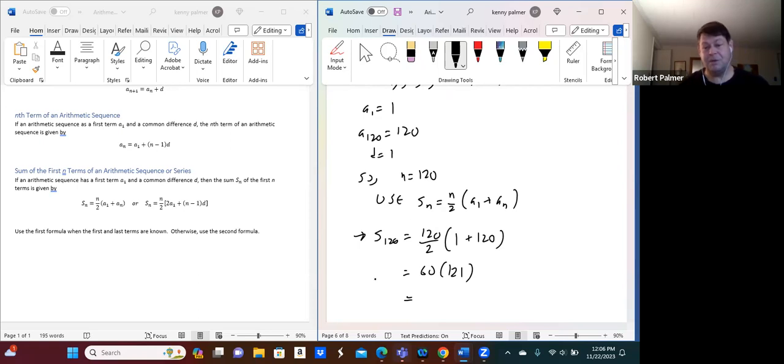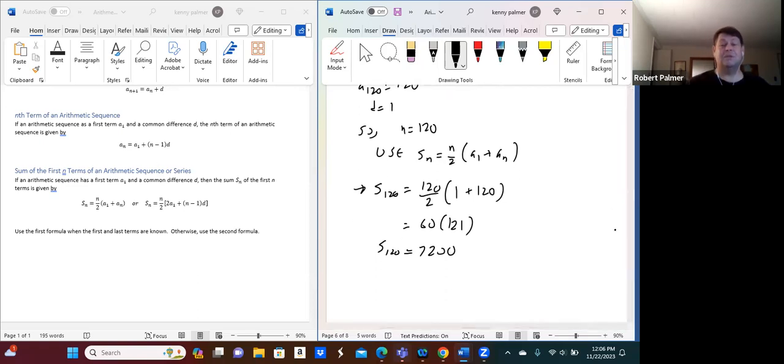And that's going to be 7,200. So what that tells us, if we add up the first 120 integers, the result should be 7,200. That should be the value.